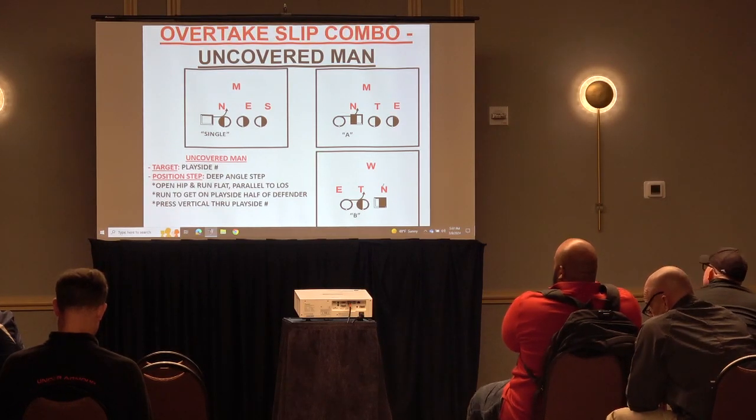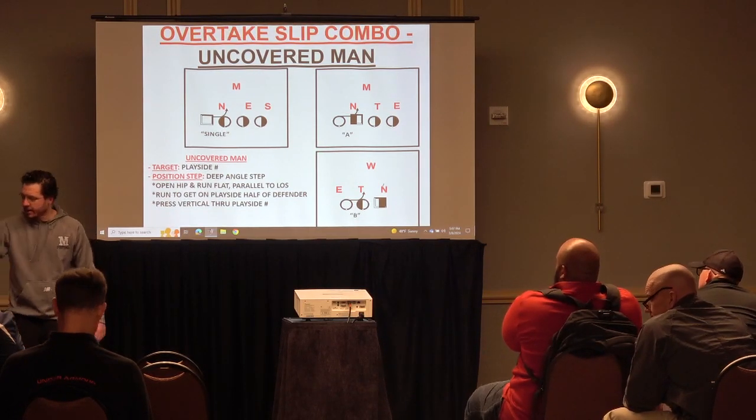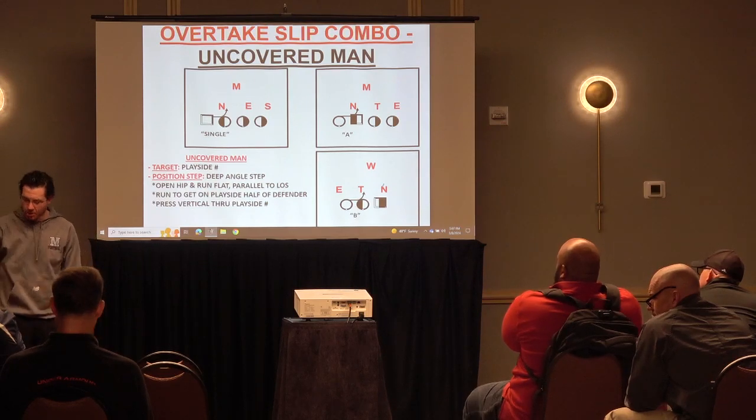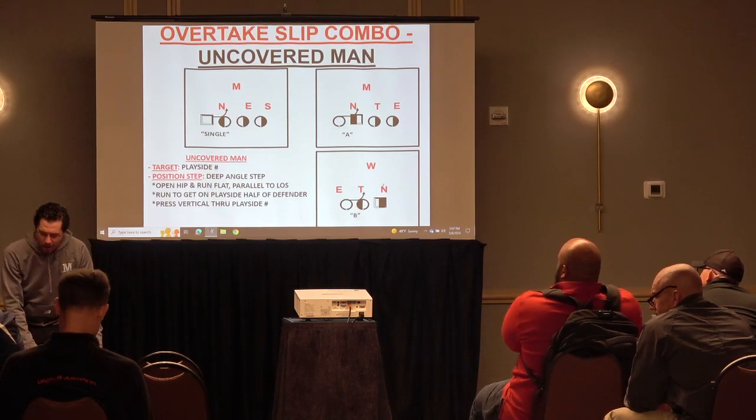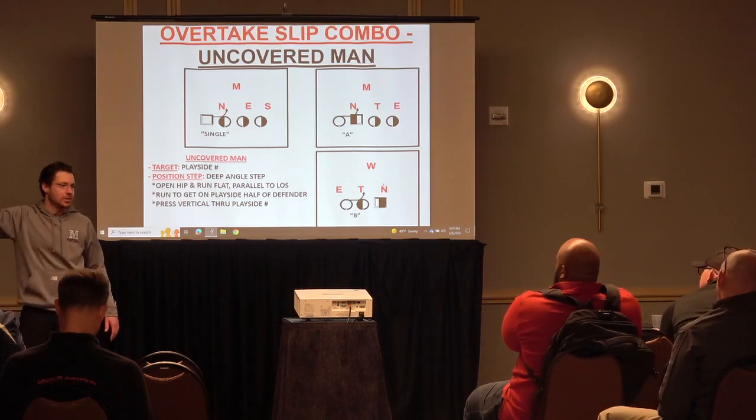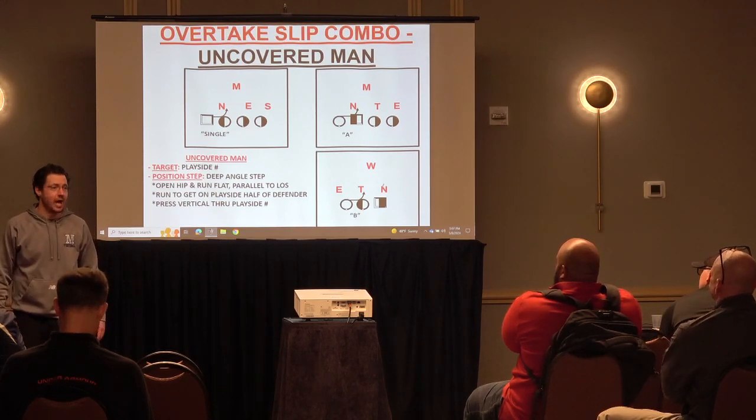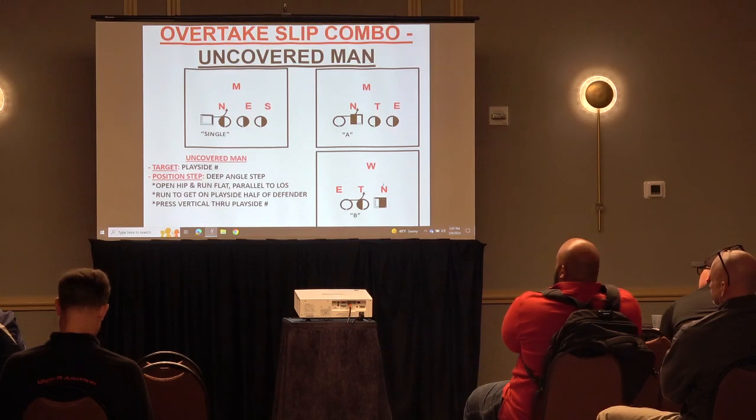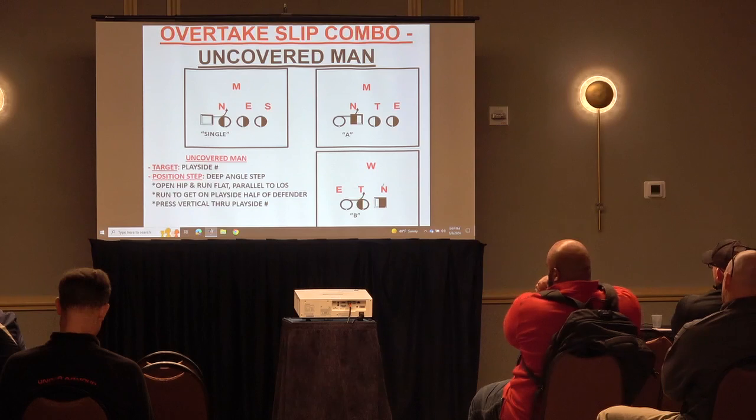This is a 2-eye, and I'm a center. We're running a combination, running outside zone to the right. I'm going to snap the ball. I'm going to open and run to get over his opposite number. Got to open flat. If you go too far into the line of scrimmage, you're never going to get there. So it is literally open, run. And I'm going to press through the play side half, the play side number of the defender.